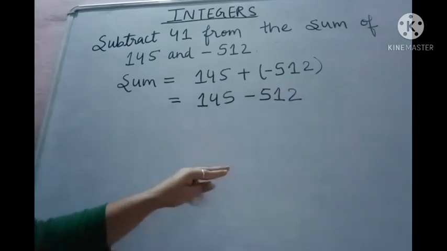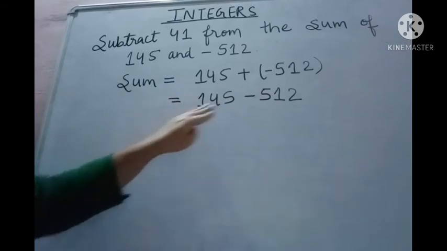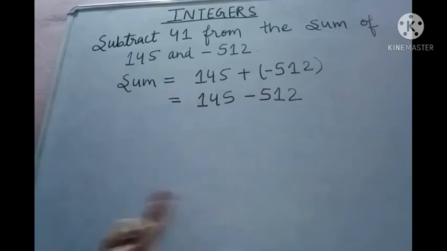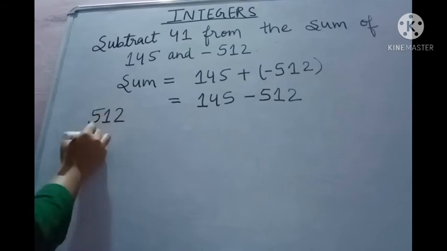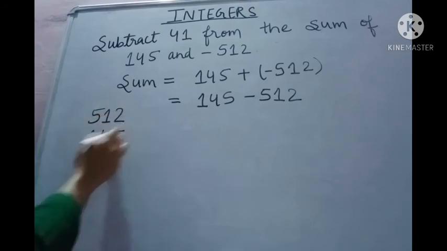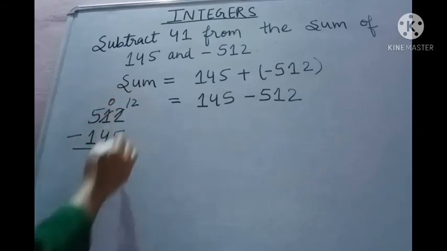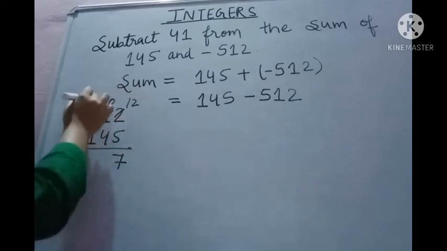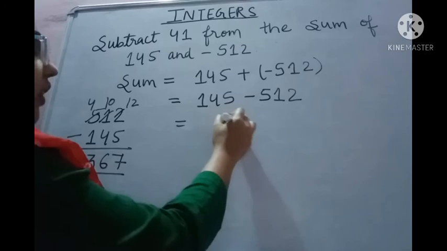Now let's solve this. This will be 145 plus minus will be minus and you will get 512. Again we have the same situation. We have one positive number, we have one negative number. When positive and negative are there, then you need to subtract. Let's subtract it in the rough portion. So 512, let's subtract 145. This will be 7, then again we need to take one borrow, 10 minus 4 is 6, 4 minus 1 is 3. So we will get 367.